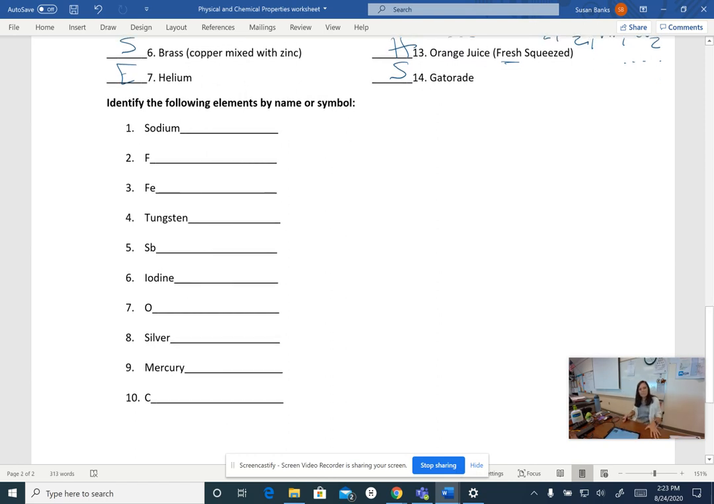All right, and then last but not least, we're trying to get the symbols for some of the elements. I'm going to give you a minute to spend with your periodic table, put these in, and we'll check. You ready to go? Okay, sodium. Remember, this is one of our Latin ones. The Latin is actually natrium. Okay, F, fluorine. Remember that the U comes before the O. Iron, this is another one of our Latin ones. Ferrum, iron. Tungsten, this is our one German one. W for wolfram. Sb, this is another one of our Latin ones. Sb is antimony.